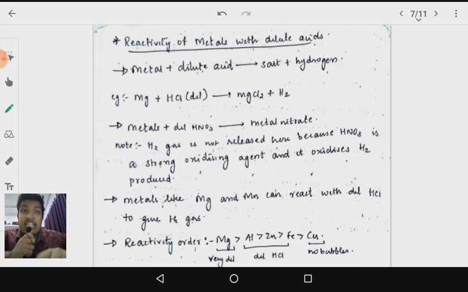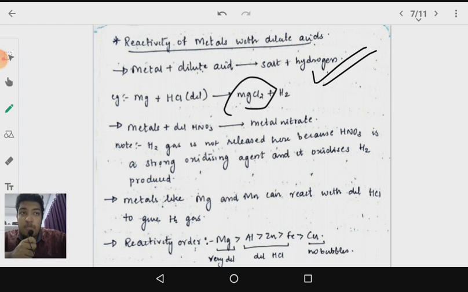Now moving on with the reactivity of metals with dilute acids. This we have studied in the last chapter, that is acids, bases and salts. When a metal reacts with dilute acid, it will form a salt and also generate hydrogen gas. So magnesium plus dilute HCl will give us magnesium chloride, which is a salt, and it also evolves hydrogen gas. Whereas when metals are reacted with dilute HNO3, which is nitric acid, metal nitrates are formed, but hydrogen gas is not produced in this case.